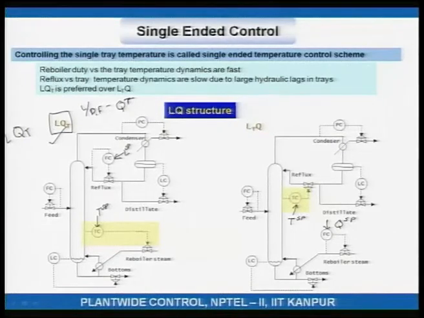Okay. Between these two, by far LQT, where a tray temperature is controlled by adjusting the reboiler, is the most common structure used in industry, or L by D QT or L by F QT. And the reason for preferring to control tray temperature using reboiler duty instead of the reflux essentially goes down to dynamics.